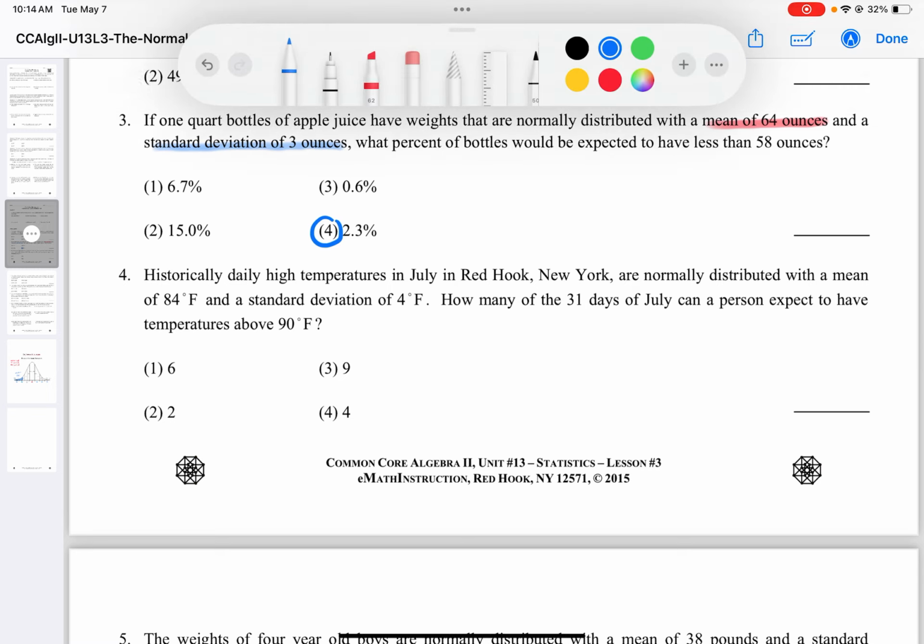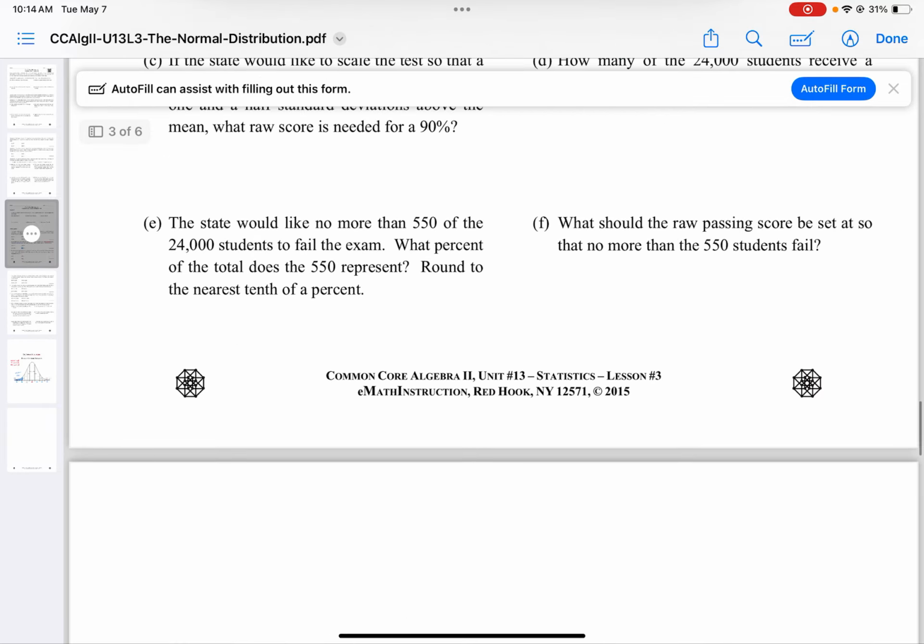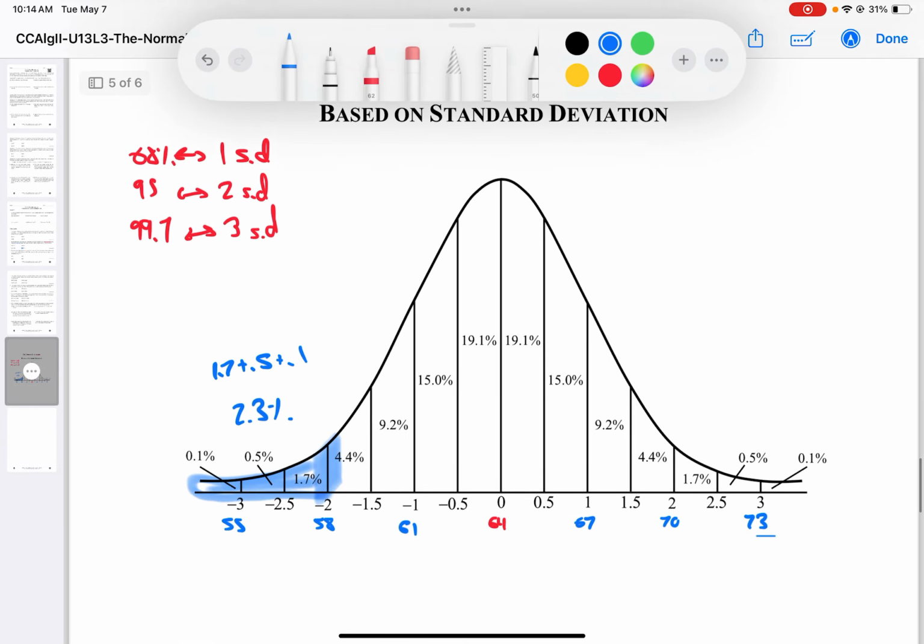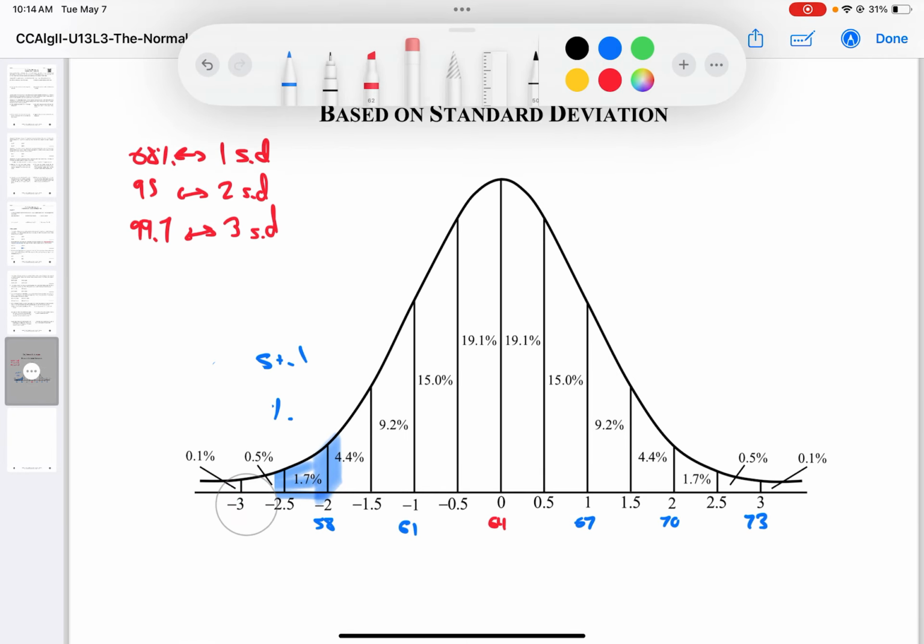Historically, daily high temperatures in July in Red Hook, New York are going to be normally distributed with a mean of 84 degrees Fahrenheit and a standard deviation of 4 degrees Fahrenheit. So you have a mean of 84, a standard deviation of 4. So now we can fill this in with new numbers. So 84, standard deviation of 4.